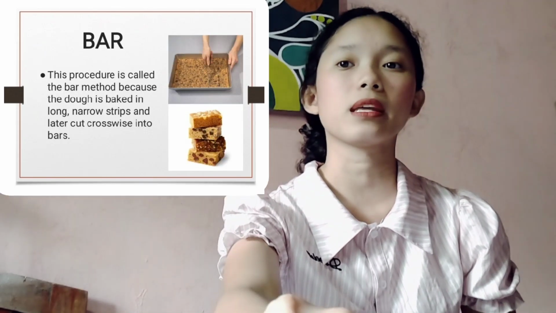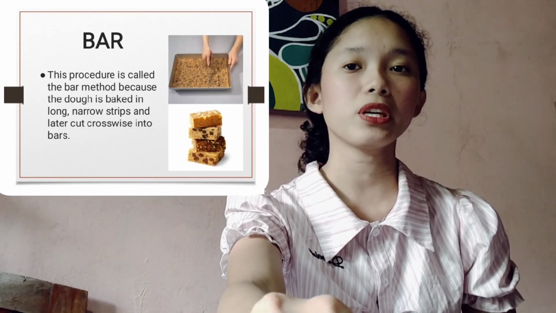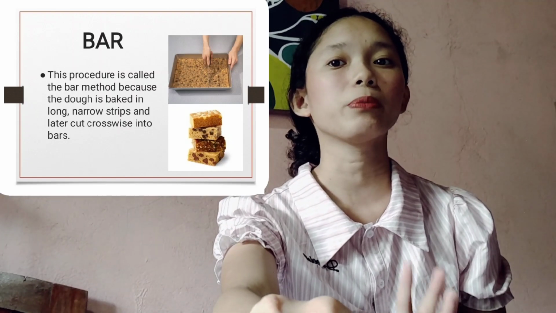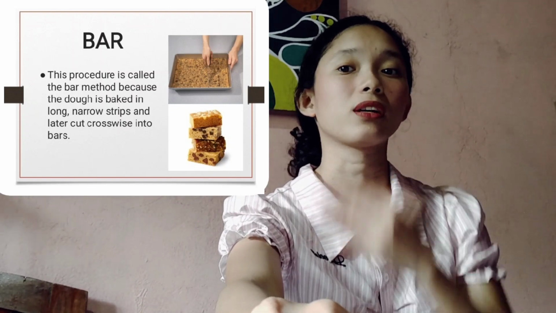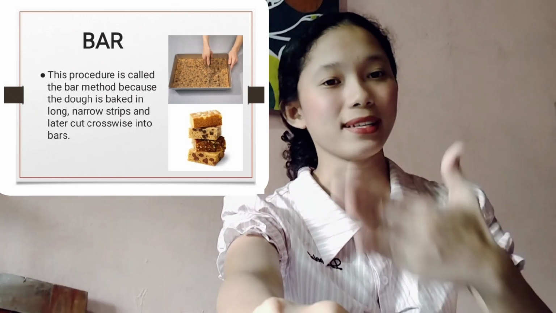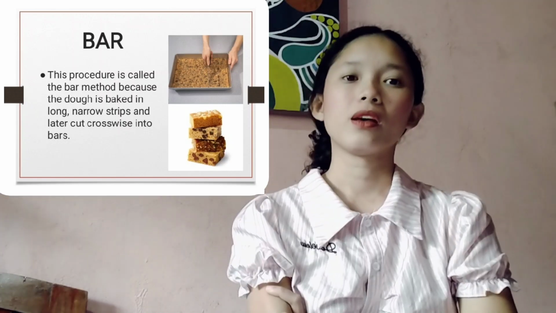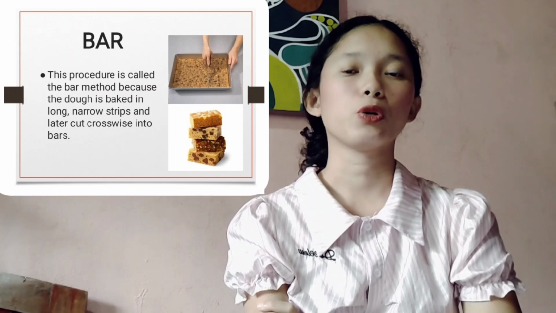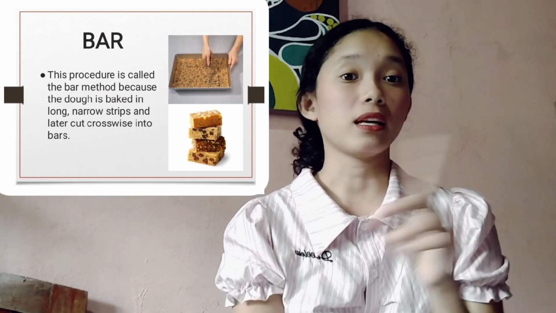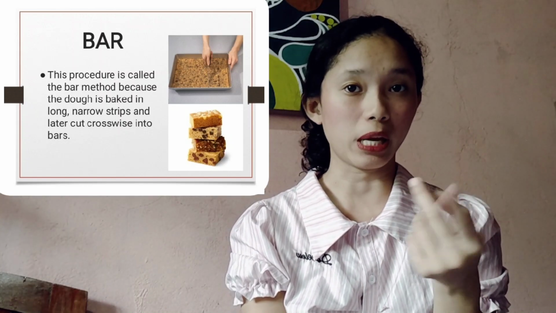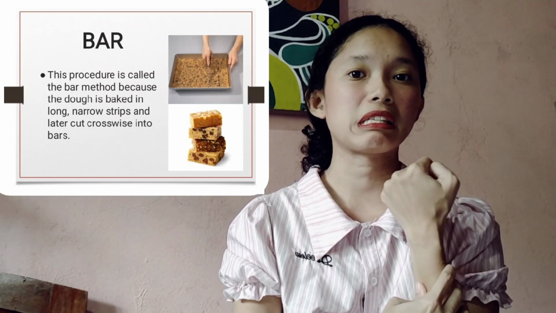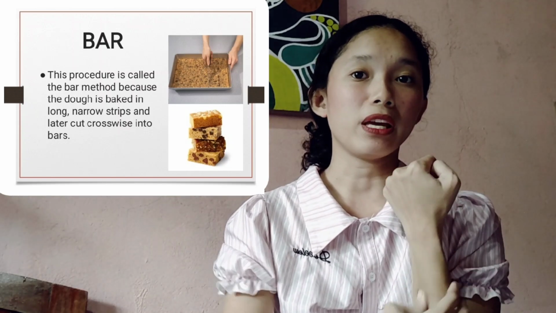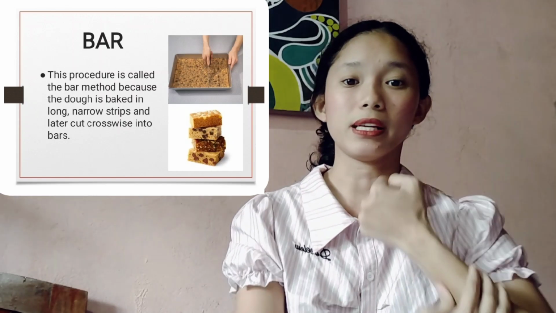Next type is bar cookie. This procedure is called the bar method because the dough is baked in long, narrow strips and later cut crosswise into bars. Before, we thought that cookies are just in a circle shape, but we have the bar method. The bar method is proving that not all cookies are circle.